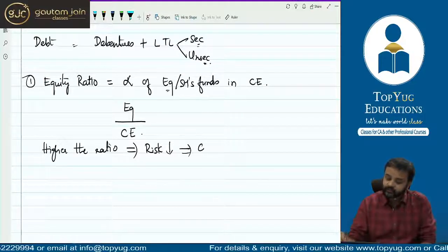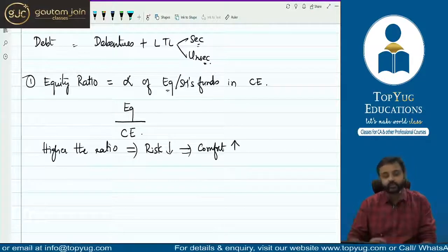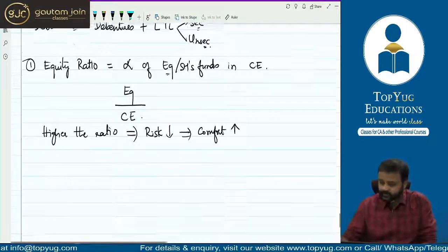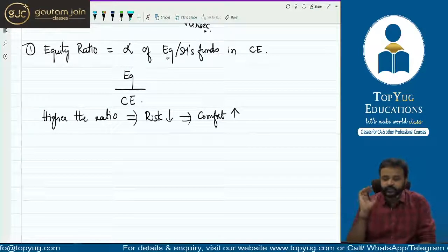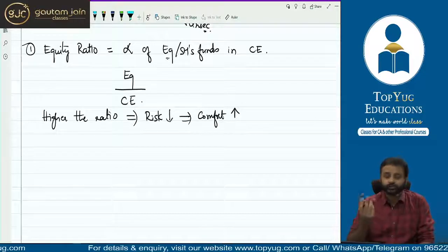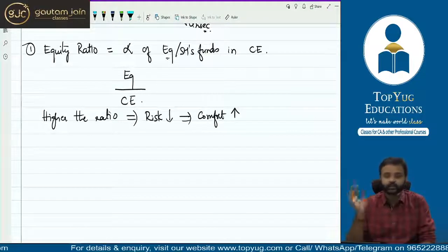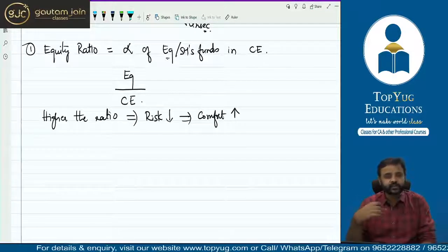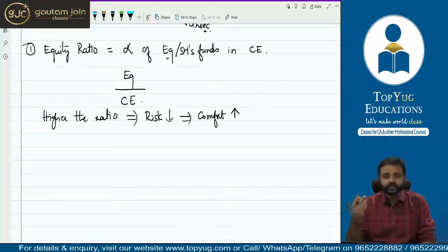And implies comfort will be more. Comfort will be more, burden will be lesser. Correct? Yes, sir. So this was the first ratio. Simple one, equity ratio. That means proportion of equity in the capital employed. Higher the proportion of equity, higher is the proportion of shareholders' funds in the capital employed, lesser will be the risk.